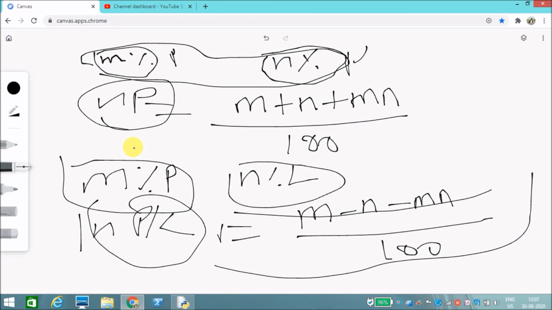In my next tutorial I will explain speed and distance and many other mathematical tricks, and I will share all the details.